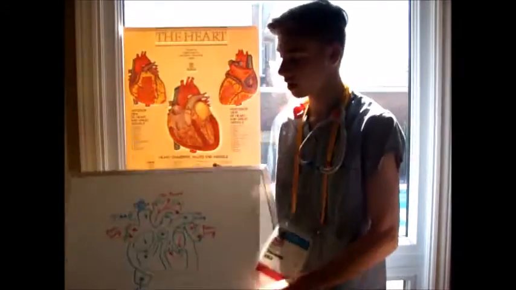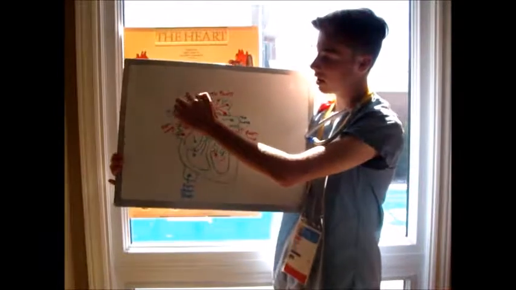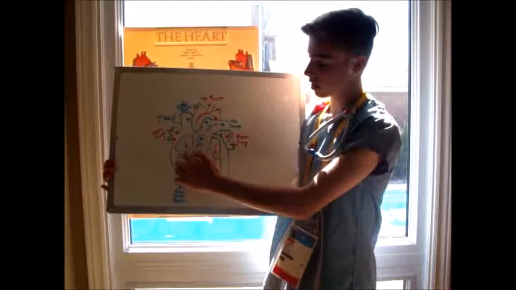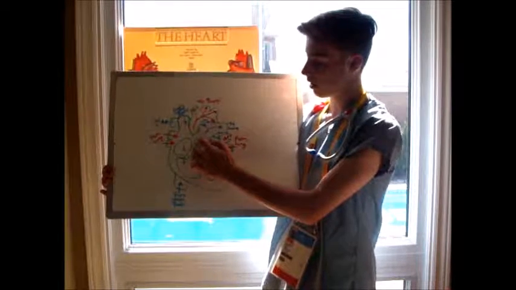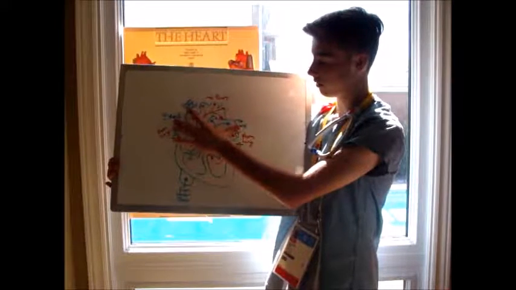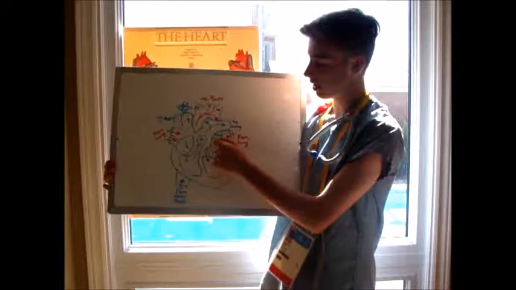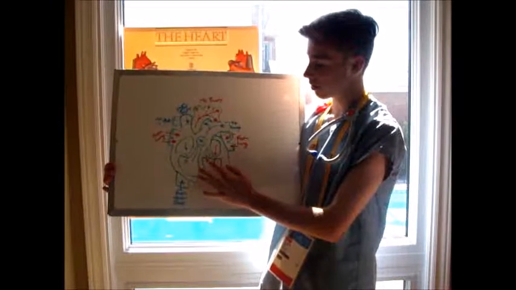And here is a heart that demonstrates the blood flow. So it comes in through the inferior and superior vena cava, right into the right atrium, through the tricuspid valve, into the right ventricle, up through the pulmonary valve, out to the lungs through the pulmonary artery. Back through the pulmonary veins, into the left atrium, to the bicuspid valve, to the left ventricle, up through the aortic valve, out the aorta to the body.